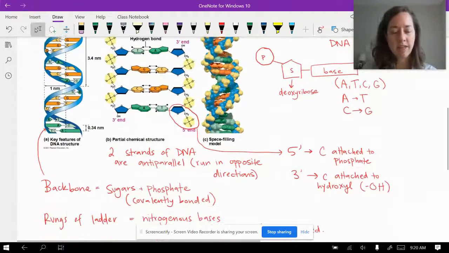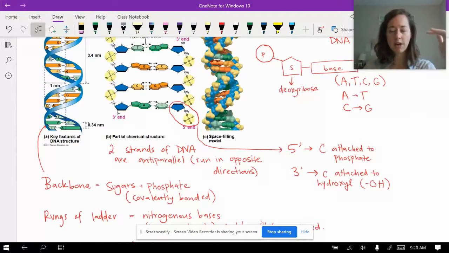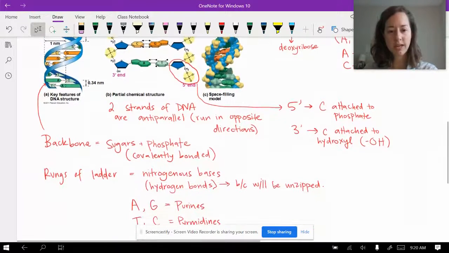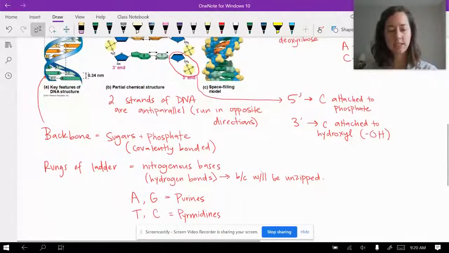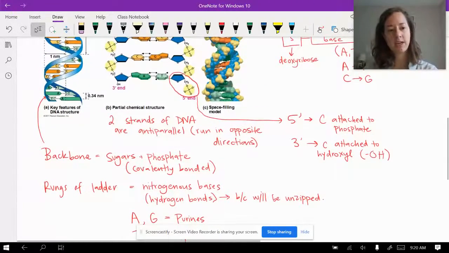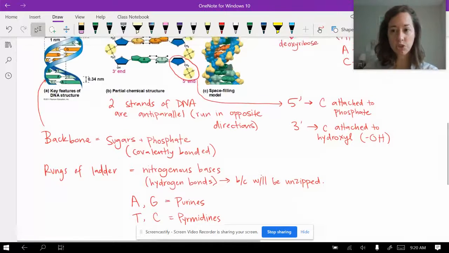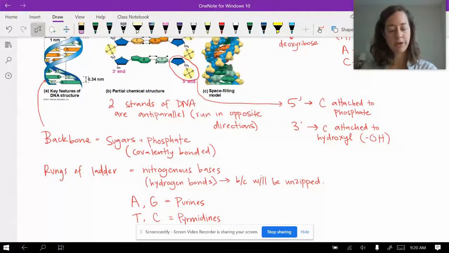And then inside of that, the sort of rungs of the ladder are the actual nitrogenous bases, which remember from previous classes are A's, T's, C's, and G's. A always binds with T and C always binds with G, which I usually tell people that go here to remember at Cardinal Gibbons how they go together.